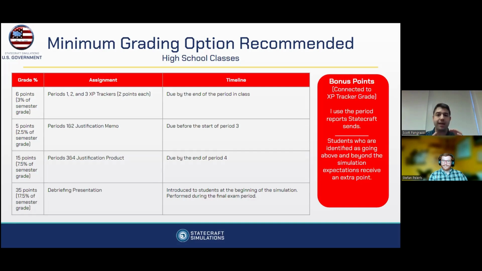And that's usually done by the end of period 4. So they could turn it in during period 3 or period 4, which usually we spend a week and a half, 2 weeks on in class.